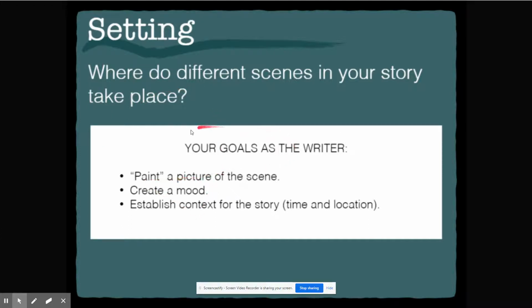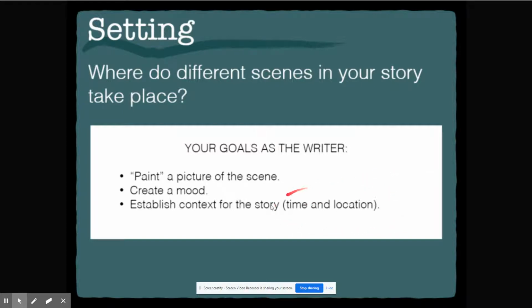So when you start writing your setting, you want to paint a picture of the scene. And that's what good writers do. They paint a picture. They create a mood, so an overall feeling. That's what a mood is, an overall feeling in a story. They establish context of the story. So this is very critical.